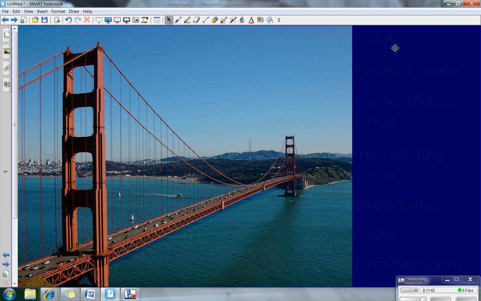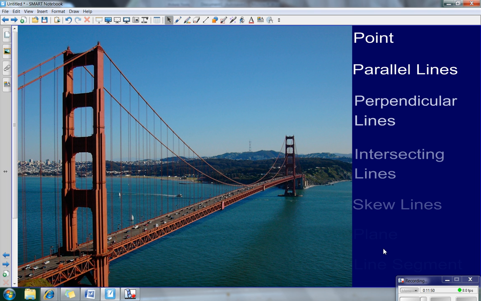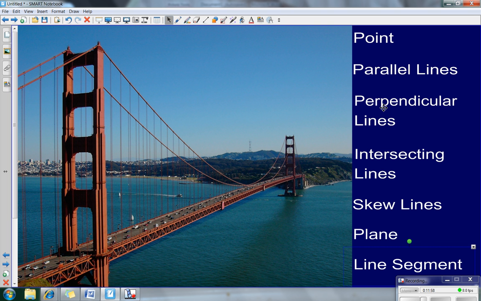Now, your task is to take the picture here of the Golden Gate Bridge and identify 5 of these vocabulary words from this picture. Either a point, parallel lines, perpendicular lines, intersecting lines, skew lines, plane, or line segment. So take your piece of paper and go ahead and identify 5 of those words from this picture. You may hit pause in the video for more time.